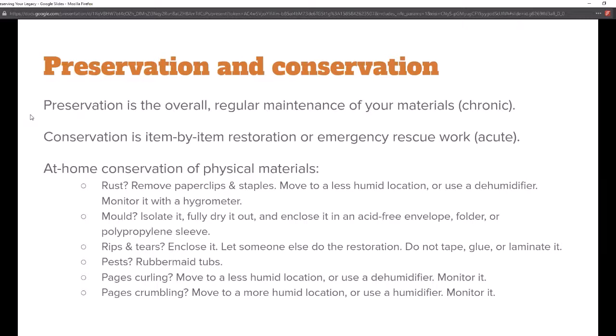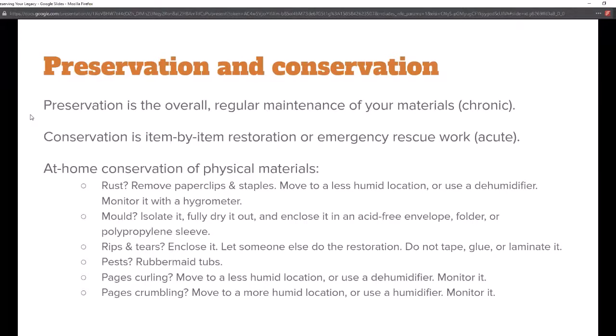If you have mold, again, humidity is contributing to it. Mold travels fast, so if you see it, you need to isolate that item, you need to dry it out, and then you probably want to enclose it. These polypropylene sleeves you can get at Staples are great for that. You can get a box of 500 for like 20 bucks.